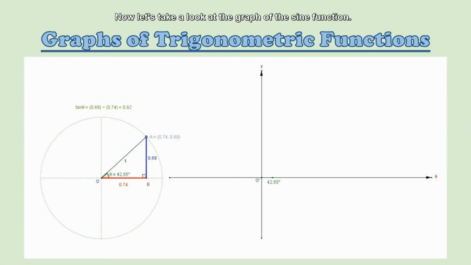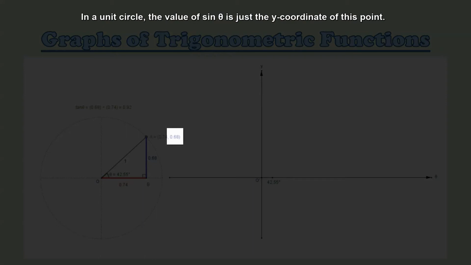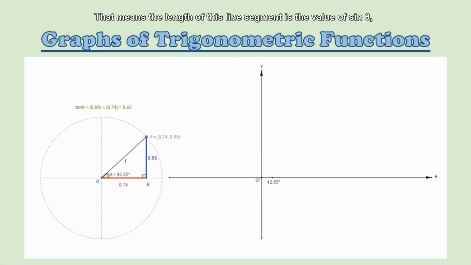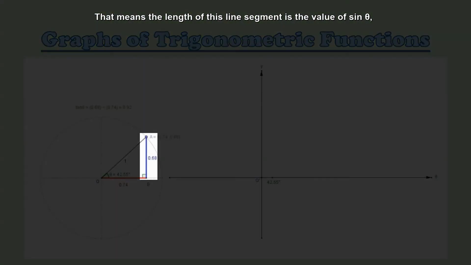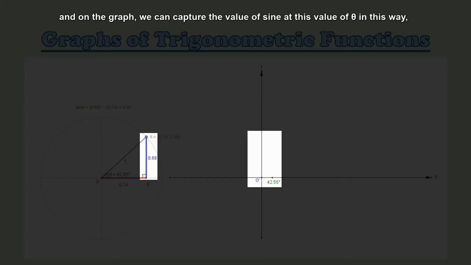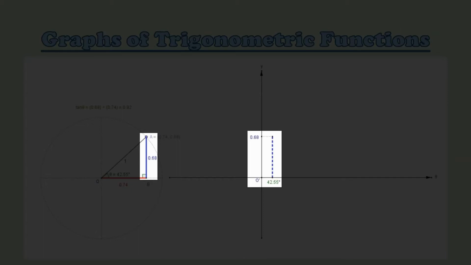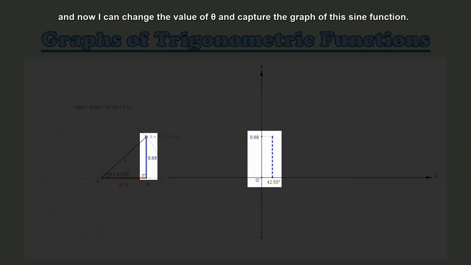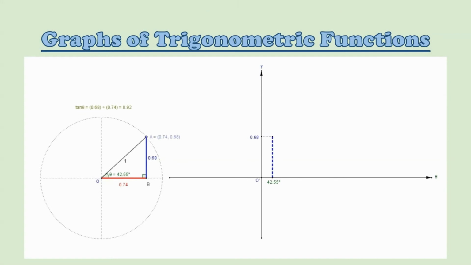Now let's take a look at the graph of the sine function. In a unit circle, the value of sine theta is just the y-coordinate of this point. That means the length of this line segment is the value of sine theta. And on the graph, we can capture the value of sine at this value of theta in this way. And now I can change the value of theta and capture the graph of this sine function.